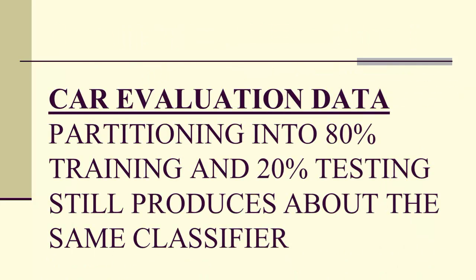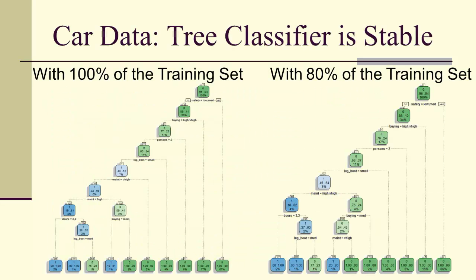However, if we look at the car evaluation data, when we partition it into 80% training and 20% testing, the classifier that we get from the training data is about the same as we got when we used the entire set of data. So here's with 100% of the training set as compared to with 80% of the training set. So pretty close.